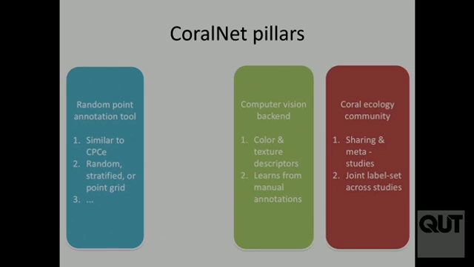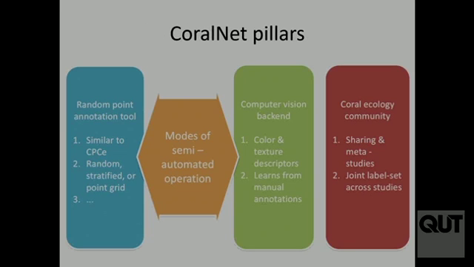Just a short plug for CoralNet here. It is a random point annotation tool. It has this computer vision backend that we talked about previously. It was also meant as a coral ecology community builder, where you can see what other surveys are in your area and learn from that, find collaborators, and do meta-analysis and that kind of stuff. And then we have these modes of automation, which are the interface between the vision backend and the random point annotation tool.